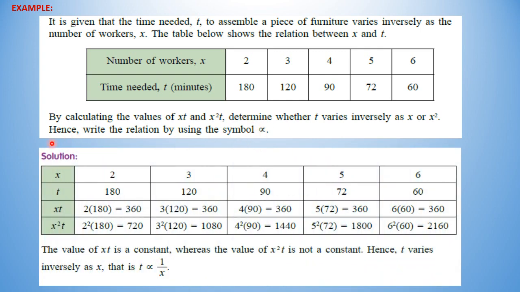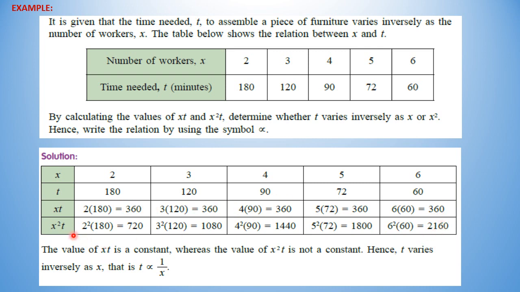Okay, we look at the solution. I copy down all the values of x and t into this column. After that, the first one is xt, that means x times t: 2 times 180, 3 times 120, and so on. And then we get the same answer for all the columns.